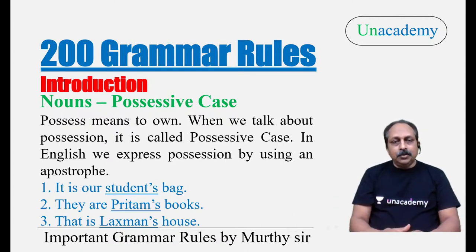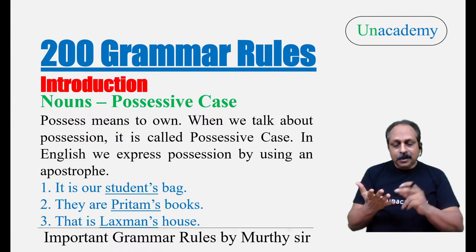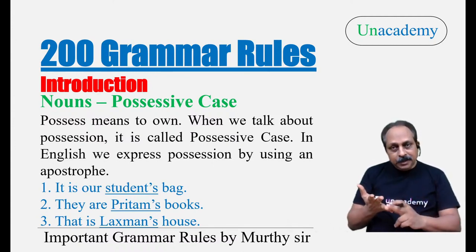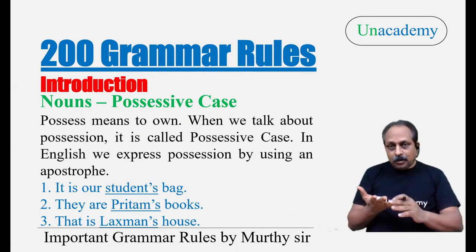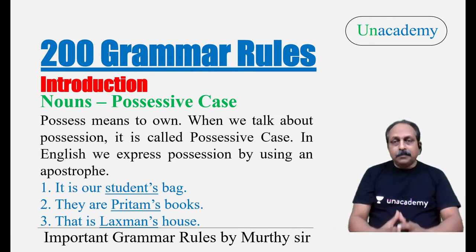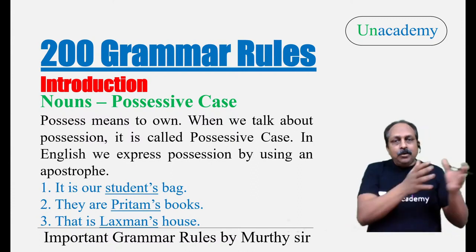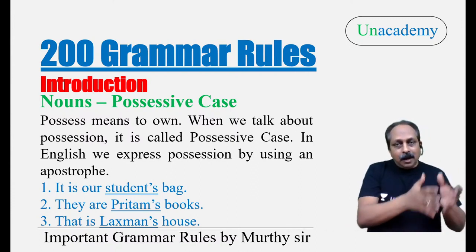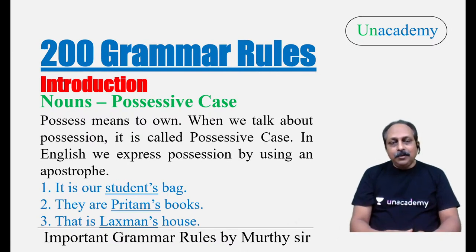Now let me go to possessive case. You got types of case, three in number: nominative and objective or accusative and possessive. Nominative, objective, not that important, no rules as such. Now you have to listen very carefully. The third one is possessive case. Possess means to own. I possess something. I own something. I have something. Possessive has two or three meanings. One of the meanings, possess means to own something.